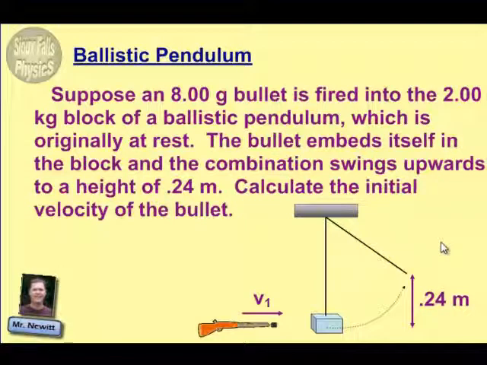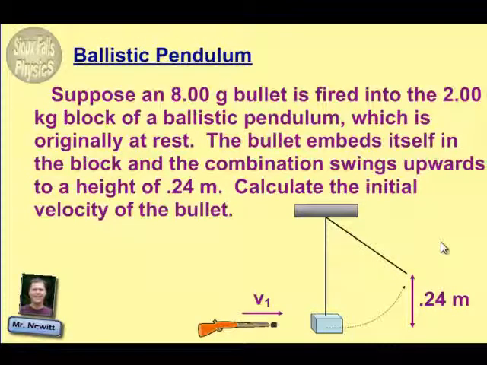Thanks for joining the Sioux Falls physics teachers here. We have a ballistic pendulum problem. We're going to be firing an 8-gram bullet into a 2-kilogram block of the ballistic pendulum. The ballistic pendulum is originally at rest. The bullet does embed itself in the block, and the combination of the bullet and block swing upward to a height of 0.24 meters.